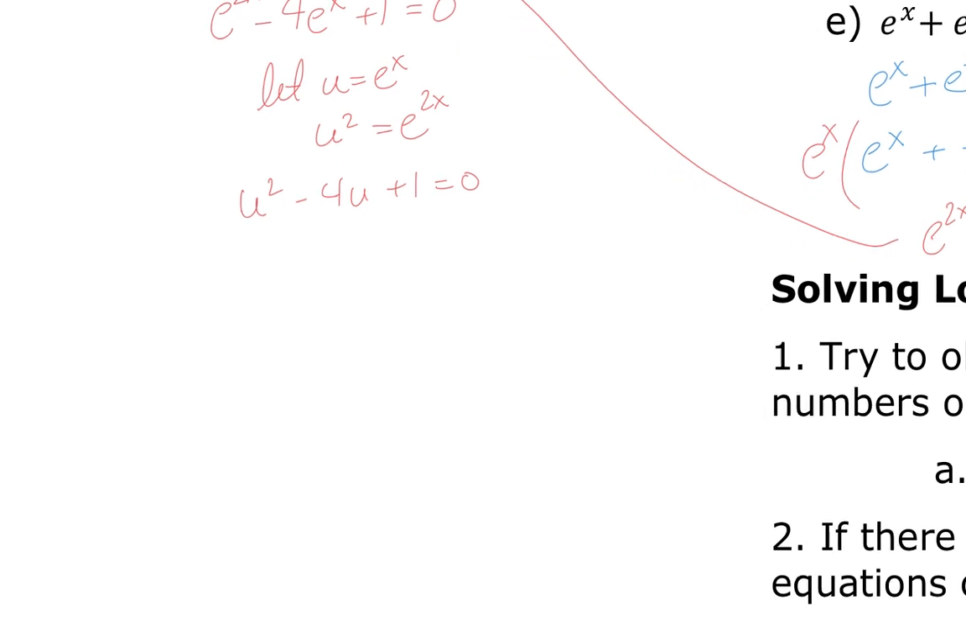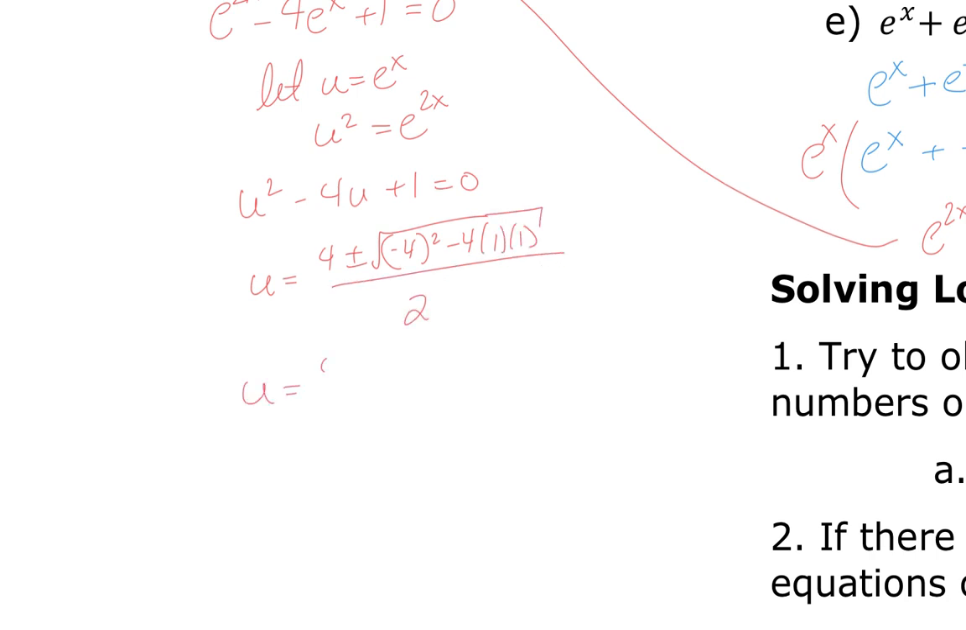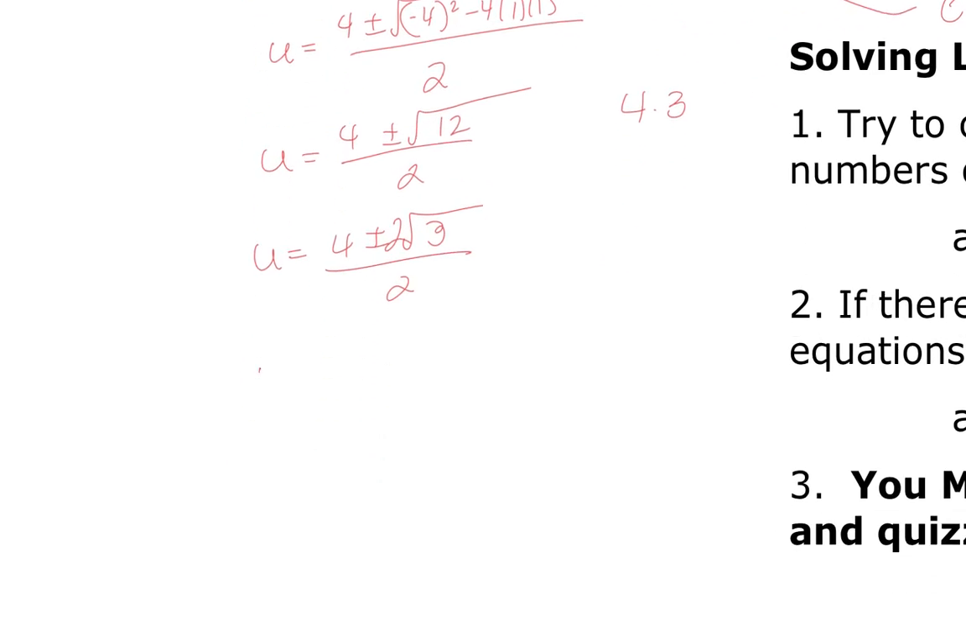And now we have to use the quadratic equation. So u is equal to negative b, which is 4, plus or minus the square root of b squared, so negative 4 quantity squared, minus 4 multiplied by 1, divided by 2. So u is equal to 4 plus or minus the square root of 16 minus 4, which is the square root of 12, over 2. Well, 12 is the same thing as 4 multiplied by 3, so 2 root 3 all over 2. Factoring out a 2, I get u is equal to 2 plus or minus the square root of 3.